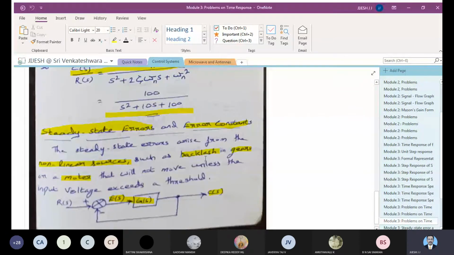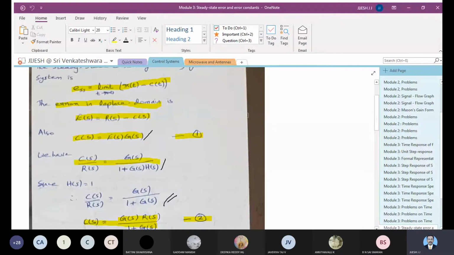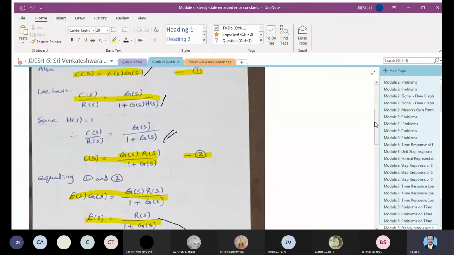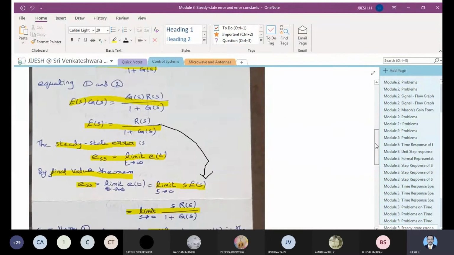Further, to move ahead, we have also gone with the equation ESS is equal to limit of t tends to infinity r of t minus c of t, and we have also written a few equations that transfer function is c of s by r of s, g of s divided by 1 plus g of s h of s. So all these things we have done, and we have also come out with the equation for steady state error, that is ESS is equal to limit of s tends to 0 s of r of s divided by 1 plus g of s.